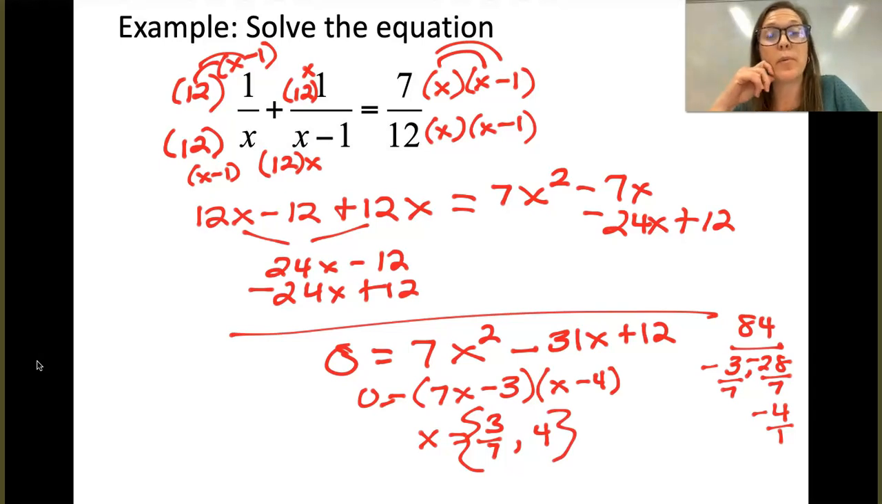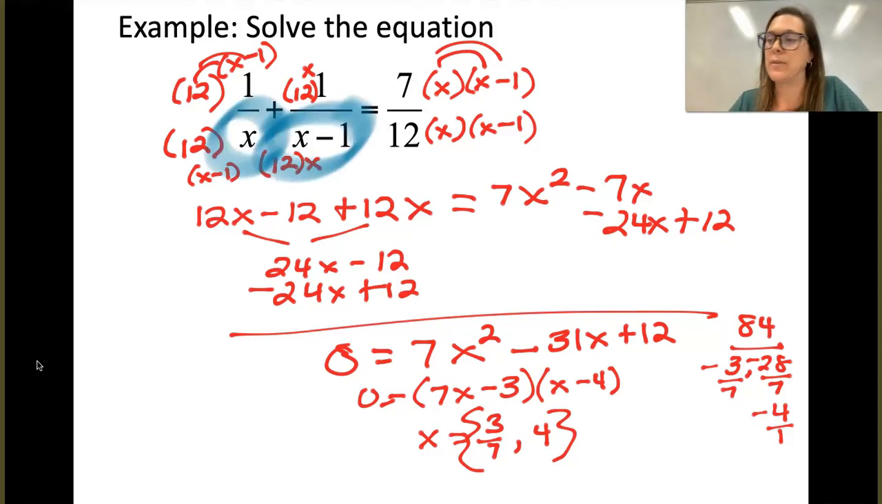Keep in mind, remember with rational equations, we can't have 0 in the denominator. None of those would give me 0, right? Because here my 0 would be 0, here my 0 would be 1, which is not 3/7 or 4.